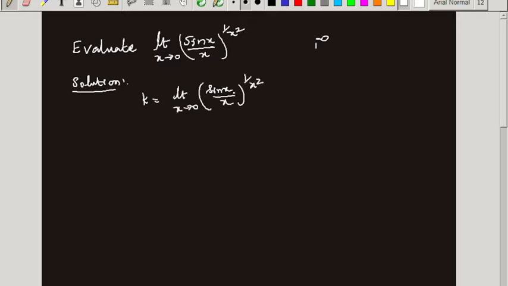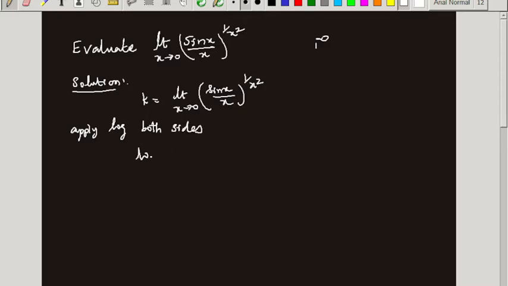So here we have the power as a variable. First we must remove the power. So to remove the power we apply the log both sides. Apply log both sides.